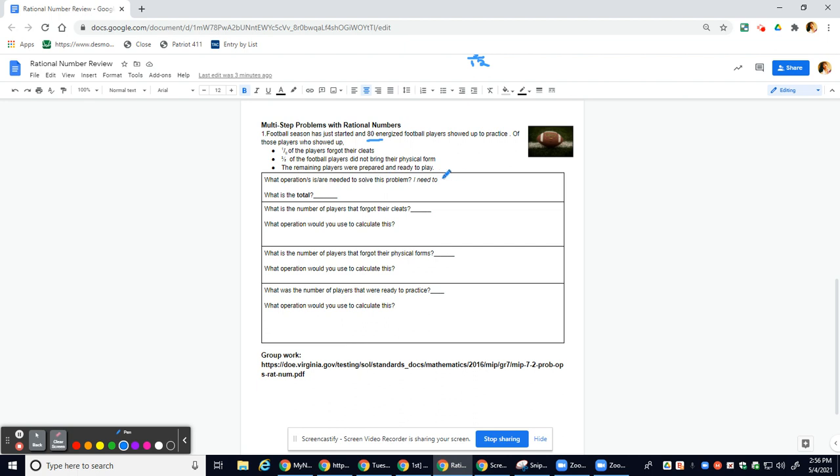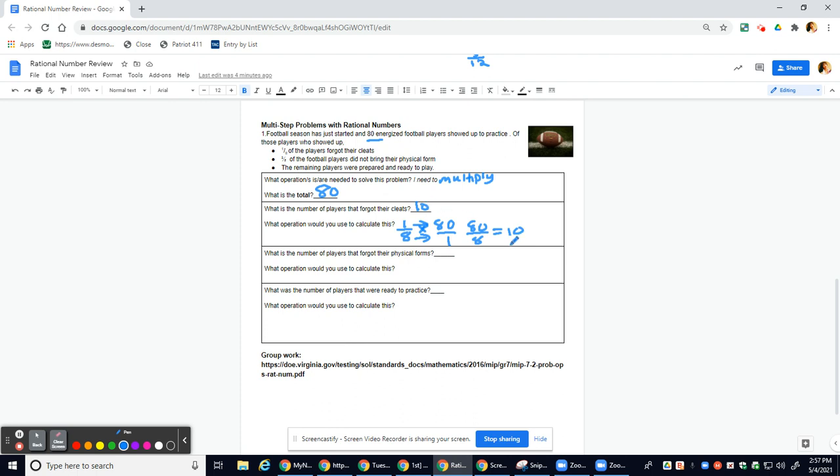So somebody's going to be running today, all right? So what operations will I actually need to do? Well, I'm going to have to multiply. Let's first get our total. I know there's 80 energized football players. However, a certain portion of them actually forgot their cleats. So I know that 1/8 of means to multiply. 80 over 1, that's the way I can write 80. I'm going to have to multiply these two in order to figure out what number of players forgot their cleats. And in essence, I'm really dividing. So that gives me 10 players.